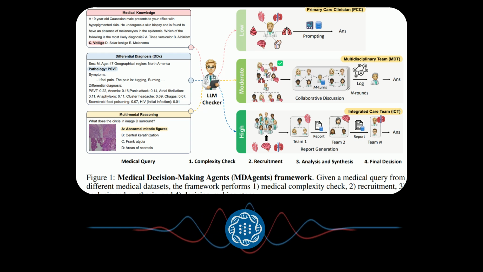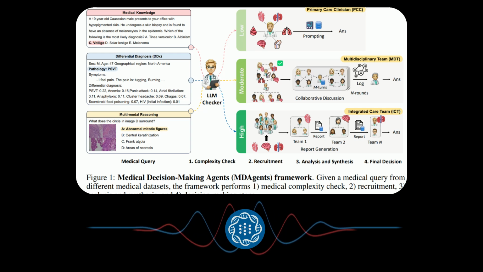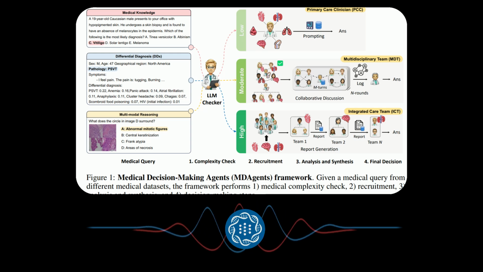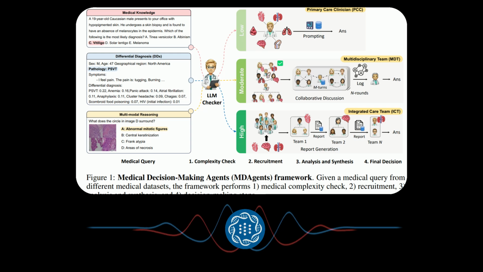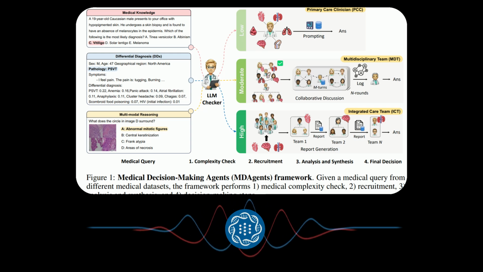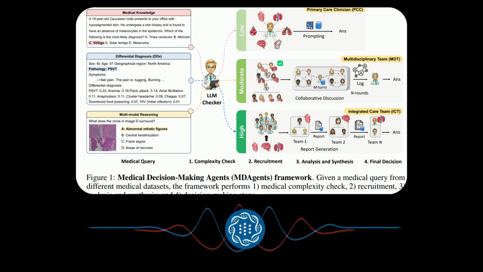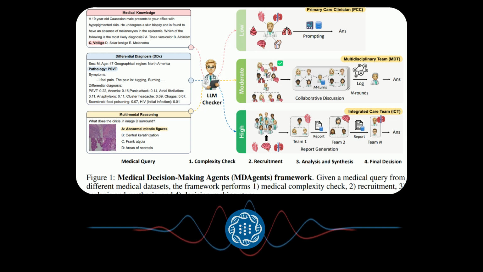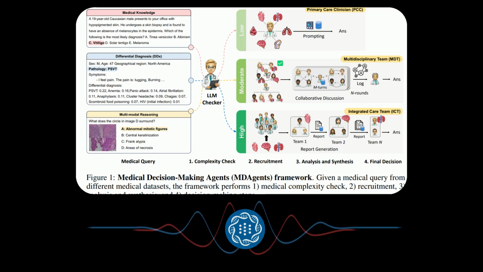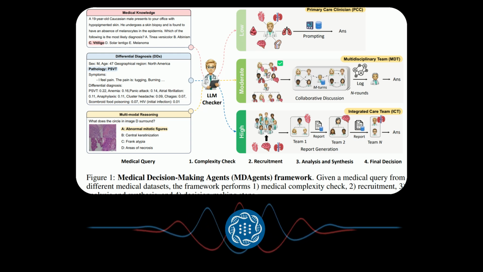What I love about this one is that it takes inspiration from how real medical teams work. Tell me more. So instead of having one giant AI system trying to do everything, they created a multi-agent framework where different LLMs, large language models, are assigned specific tasks. It's like having a team of specialized AI doctors working together instead of one lone wolf trying to figure everything out. Right. One LLM might be really good at analyzing lab results, another might be an expert in interpreting imaging scans, and another one might focus on reviewing the patient's medical history.